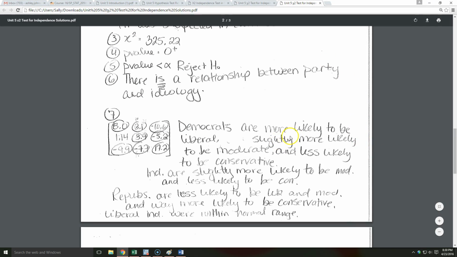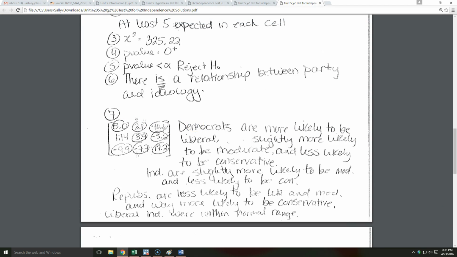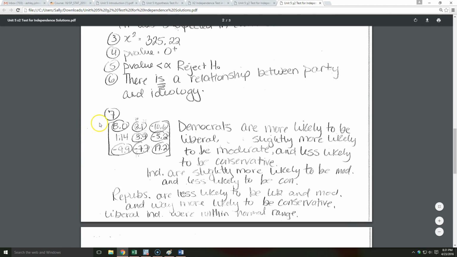So the way that we interpret this is that the farther away the number is from -2 or 2, the more extreme it is, so the way more or less what we had in that cell than expected. So this top row is Democrats, this is Independents, and this is Republicans. So Democrats were more likely to be liberal. Okay, 8 is way bigger than 2. They are slightly more likely to be moderate, and I just, you know, it's not formal, but it's bigger than 2, but it's not way bigger than 2. And then they are less likely to be conservative.